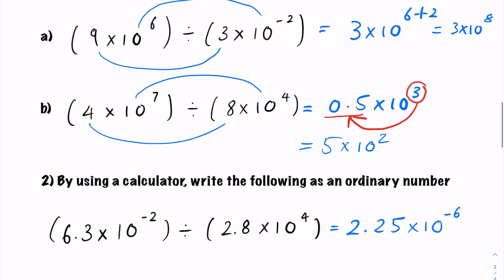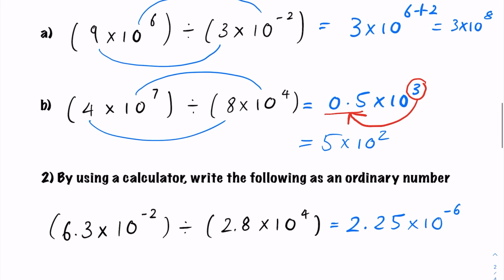Question number 2. So by using a calculator, write the following as an ordinary number. Again, if you have a calculator handy, you can just plug this in as you see it, and you'll get 2.25 times 10 to the negative 6. So it gives you it in standard form.